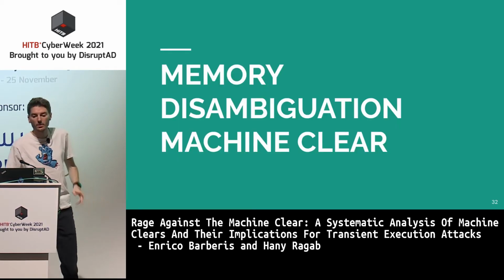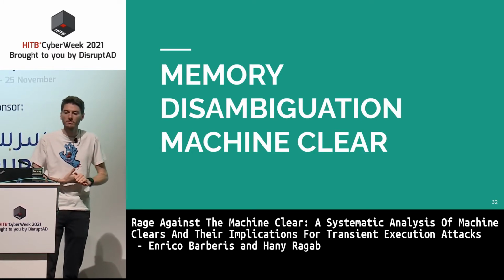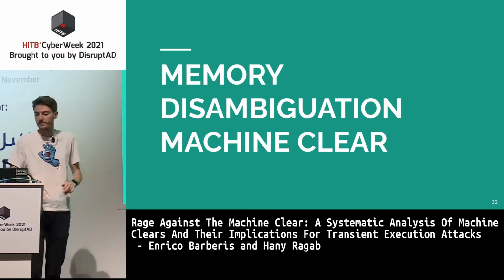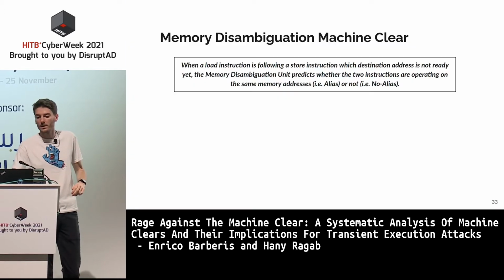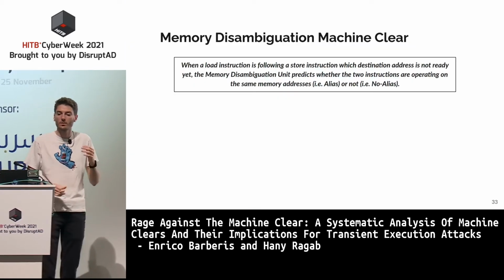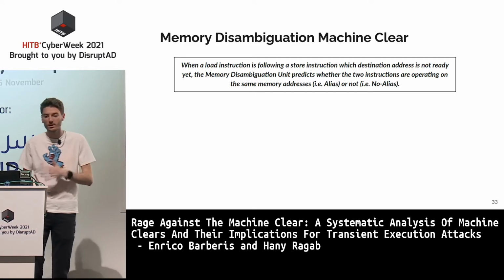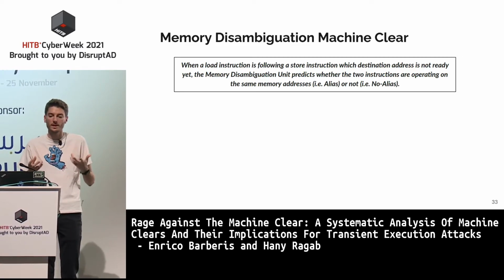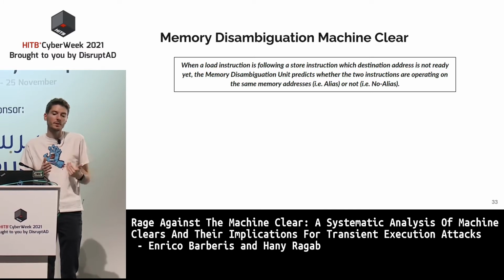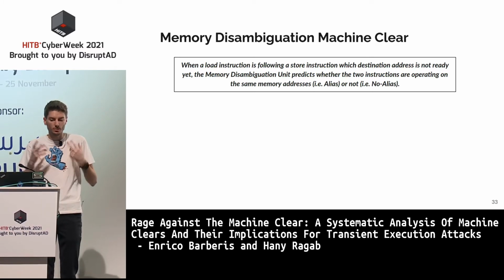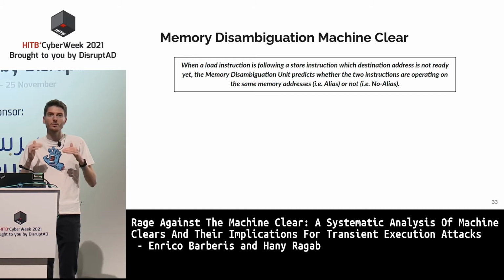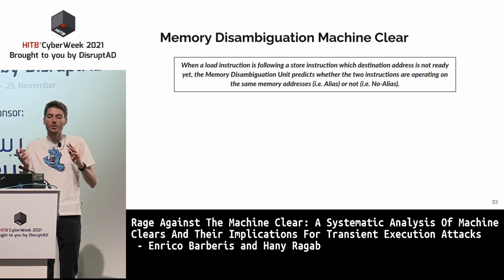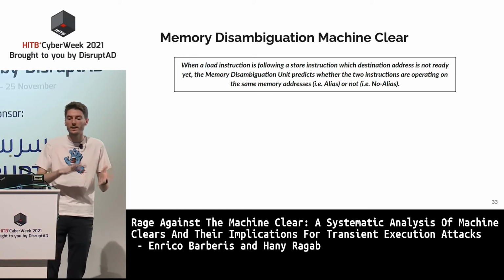Now, I will present the last type of machine clear, that is memory disambiguation. Basically, when a load instruction is following a store instruction, whose destination addresses are not ready yet, there is a specific predictor in the CPU named the Memory Disambiguation unit that tries to predict if these two operations will operate on the same address or not. So aliasing to the same address or not.